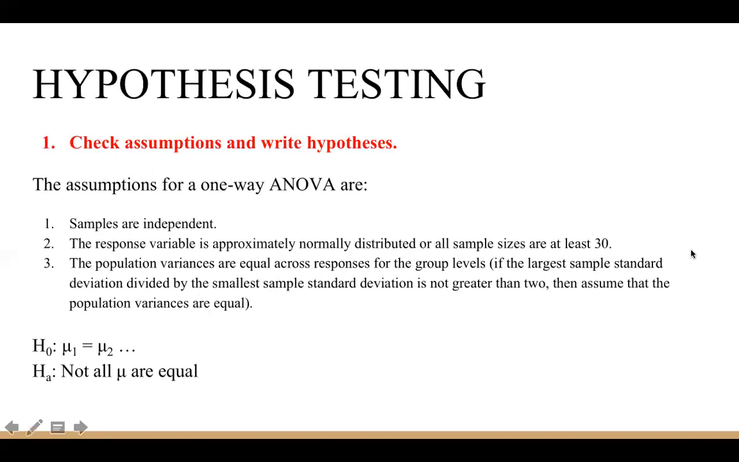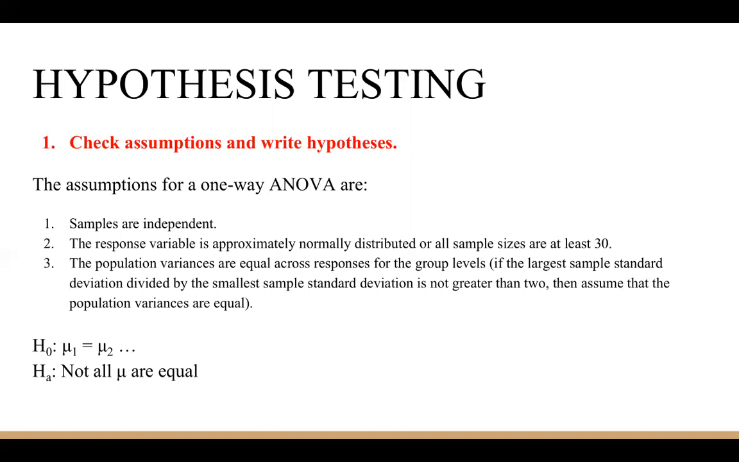With our hypothesis tests, everything is pretty similar to what's been going on, except there are some different assumptions for one-way ANOVA. The samples are independent. The response variable must be approximately normally distributed, or the sample sizes have to be greater than or equal to 30. And the population variances have to be equal across the responses. That's basically saying that the largest sample standard deviation divided by the smallest sample standard deviation can't be greater than 2.